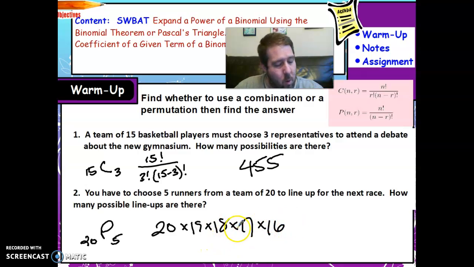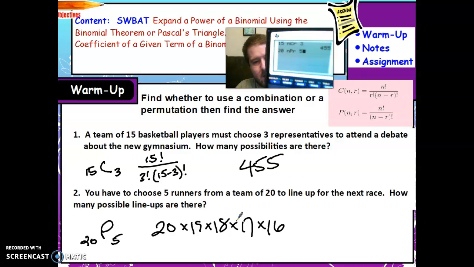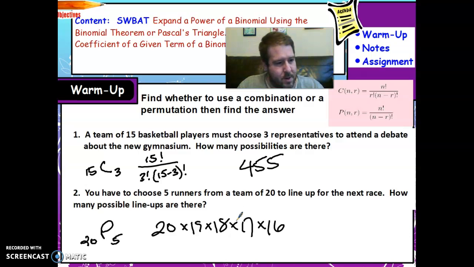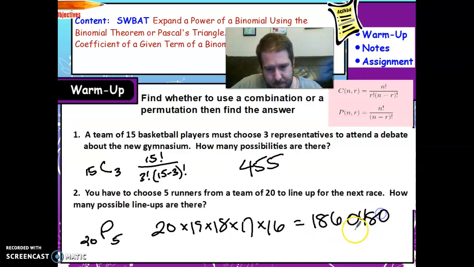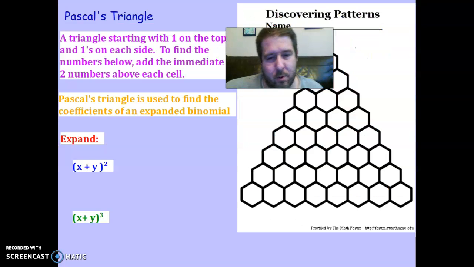Now you could do it that way, or like I said before, you could put it in your calculator, 20, and then go over to math, then go over to probability, go down to permutation of 5. So it looks like this, and then press enter, and that is a significantly large amount. 1,860,480. Okay, so on to the main bulk of this lesson, which is talking about Pascal's Triangle.